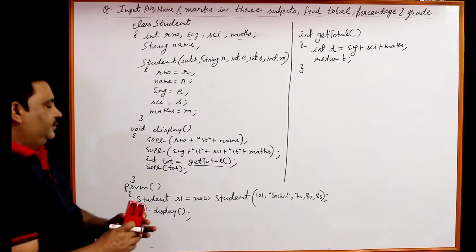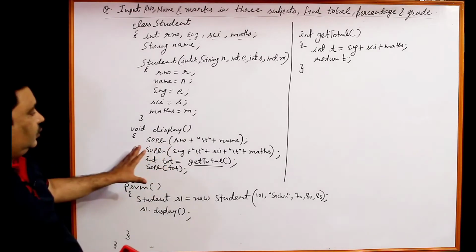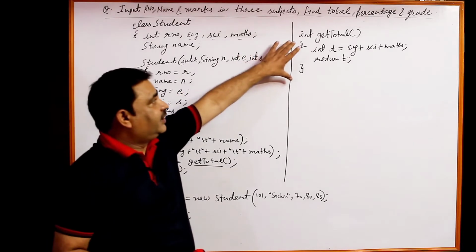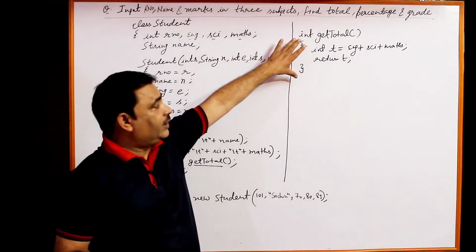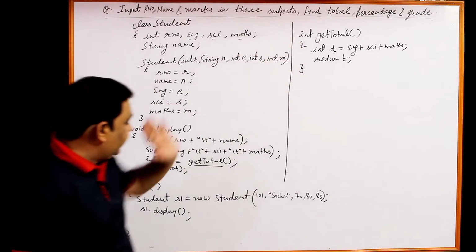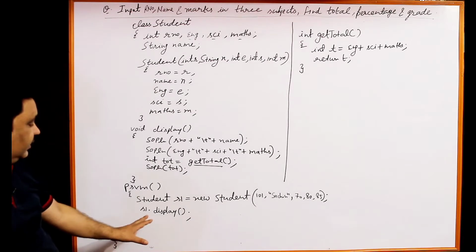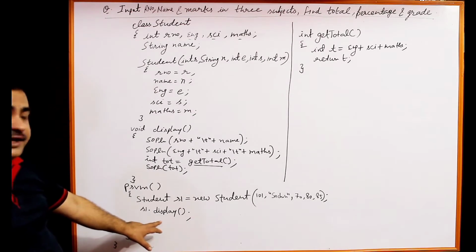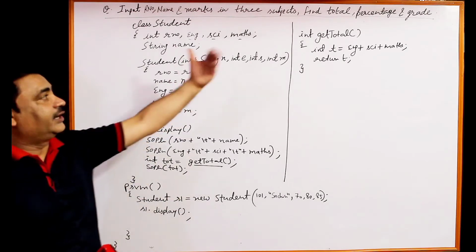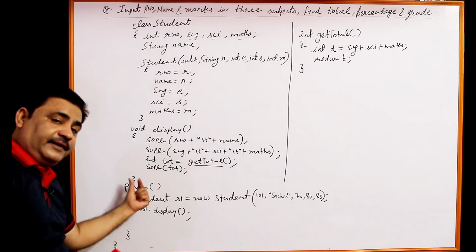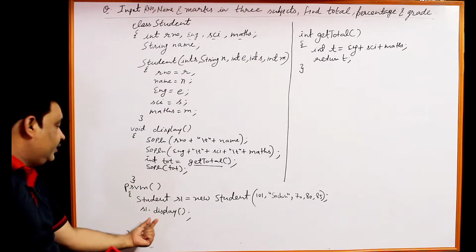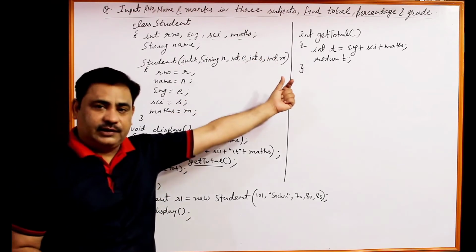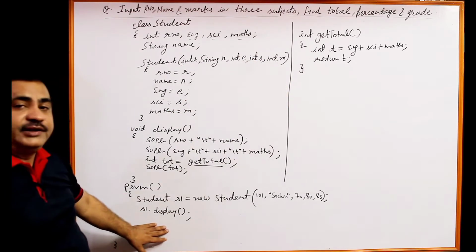So, why have I created a separate function to calculate the total? This function I can also call here: int t equal to s1.getTotal. If you want to call it in the main function, because the main function is static, here you have to call s1.getTotal, and here you can also print the total.